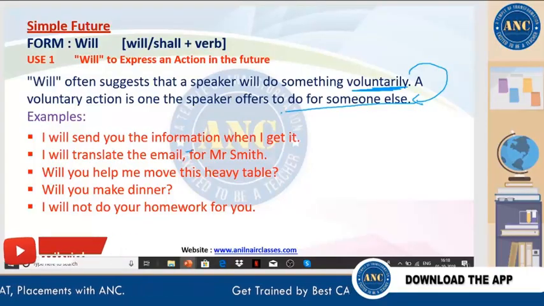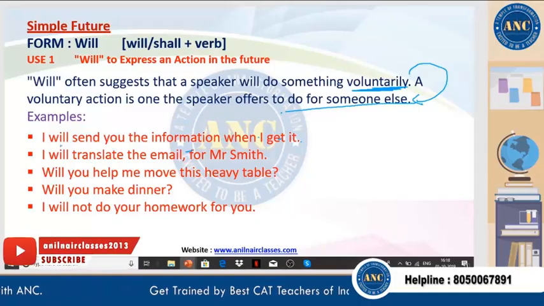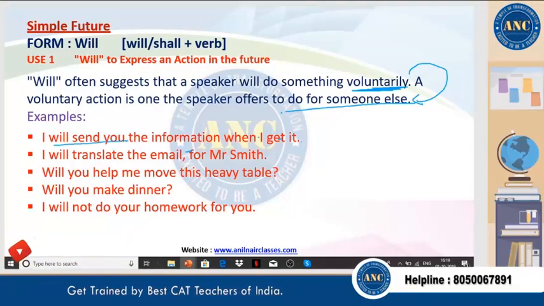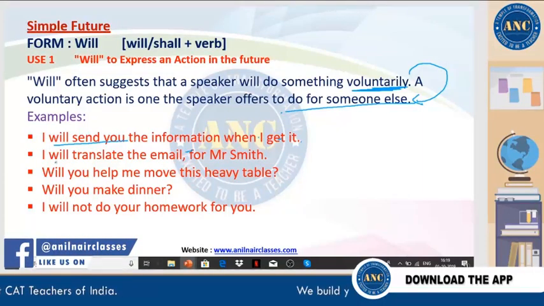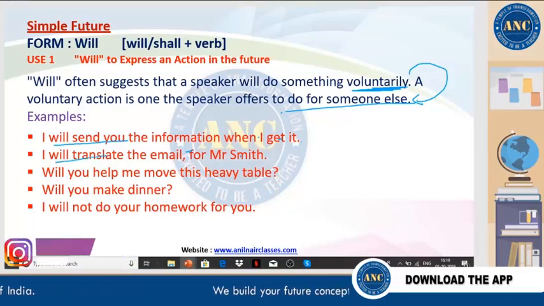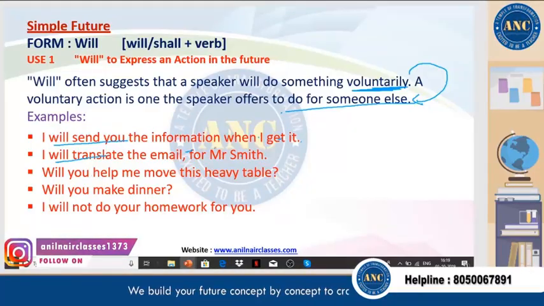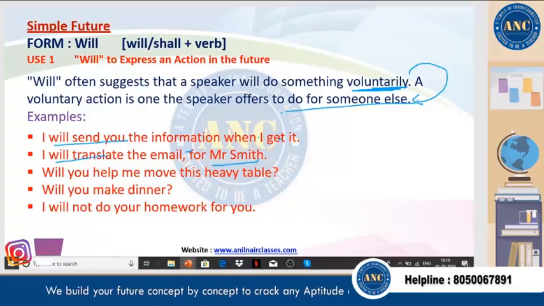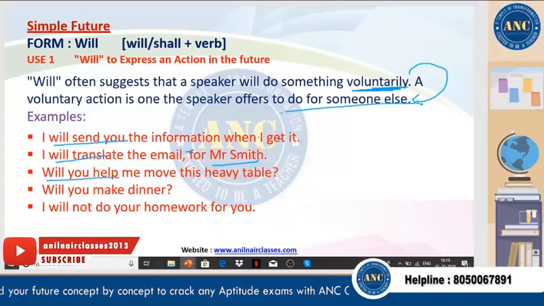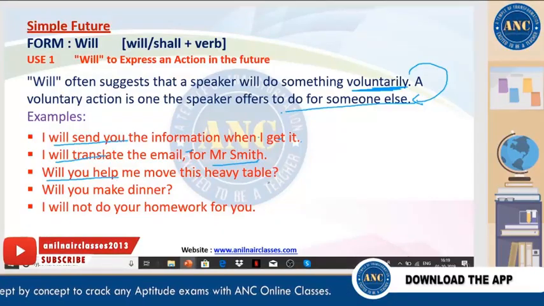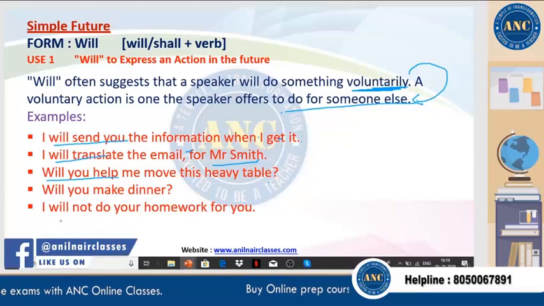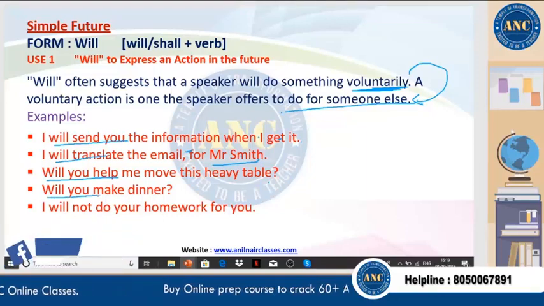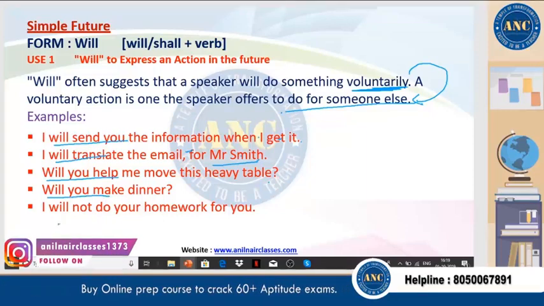See, I will send you the information when I get it. So, I will send you. You're volunteering it. Nobody is forcing you to do this action for someone else. I will translate the email for Mr. Smith, right? Voluntarily, you're doing it for some other person like Mr. Smith. I will help you. Will you help me move this heavy table? So voluntarily you are asking, will you volunteer to help me? Will you make dinner? Somebody else will volunteer to make dinner for you, right?